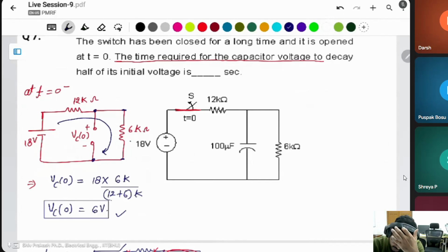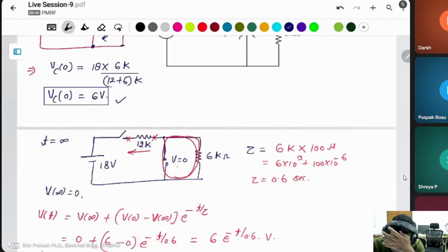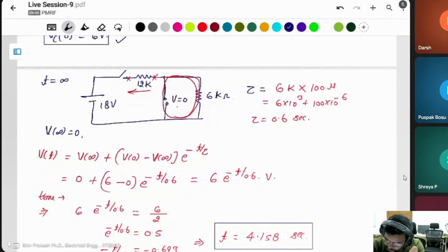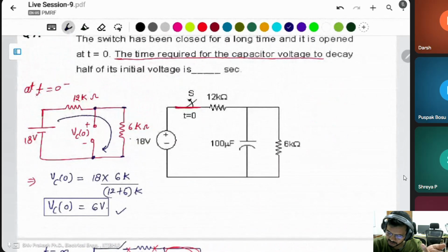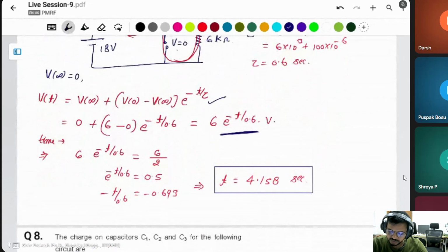Then we have to apply the voltage at infinity, initial voltage and final voltage. After that you apply this formula, you get the value of the voltage. Then the question asks about the time taken by this circuit to release half of the initial voltage of the capacitor. Initial voltage is 6, half of this is 3 volt.